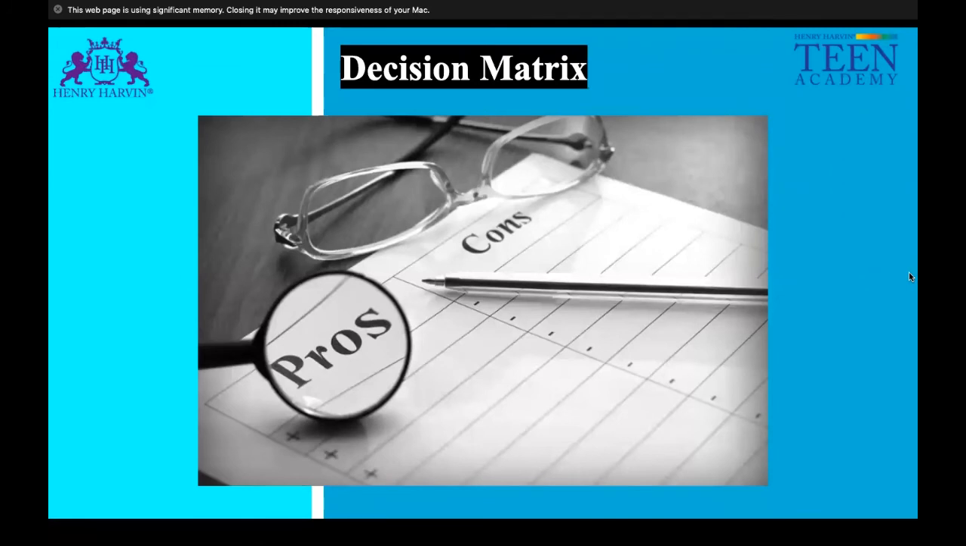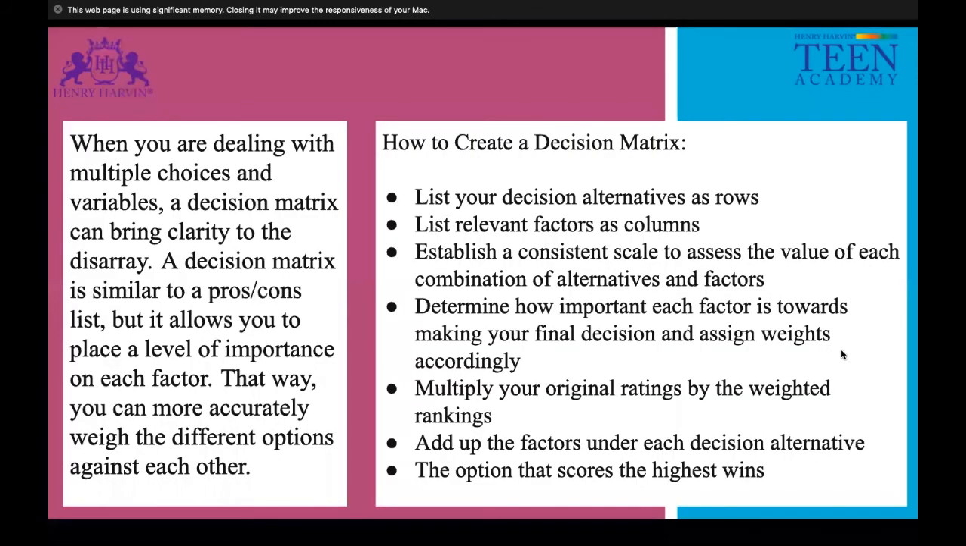Next comes my decision matrix, wherein I'm evaluating both the pros and cons. Before making an investment, it's ideal for a CFO to check what are both the pros and cons. Weighing both the pros and cons would help this person evaluate whether to go for this particular project or not. Here, I'm dealing with multiple choices and variables. So a decision matrix can bring clarity to the discrepancy in my mind, whether I should do it or I should not do it.